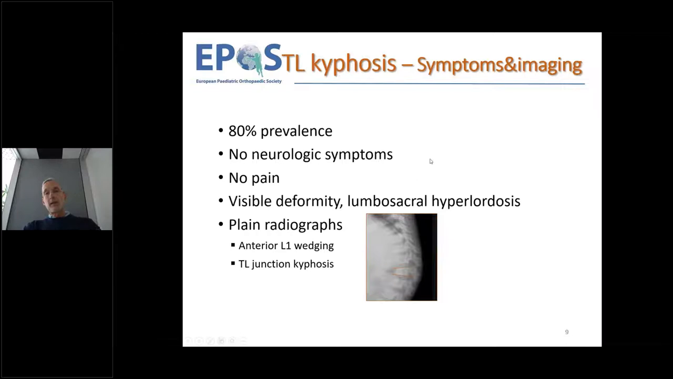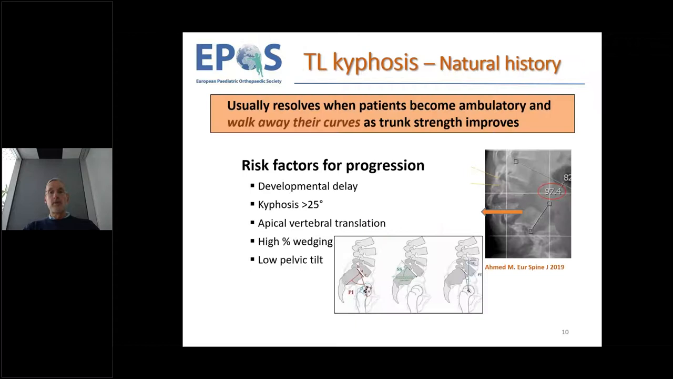The most prevalent change in an achondroplastic spine is a thoracolumbar kyphosis. Its prevalence is about 80%. Usually there are no neurologic symptoms. There is no pain, but there is a visible deformity and there is a lumbosacral hyperlordosis. The plain radiographs may show an anterior L1 wedging and, as I said, a junctional kyphosis at the thoracolumbar spine. So the natural history is in most patients relatively benign.